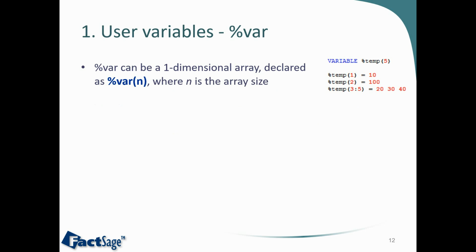The user variable can be defined as a one-dimensional array or a vector. It is declared by specifying the size of the array between round brackets in the variable statement. Values are allocated by specifying the entry position in the array between round brackets, one by one, or as a block like shown in this example. I created the %temp variable, which is an array of size 5 with 5 entries. Then I assign the value 10 to the first entry, 100 to the second entry, and I can also assign several values at once by specifying the range of entries here.